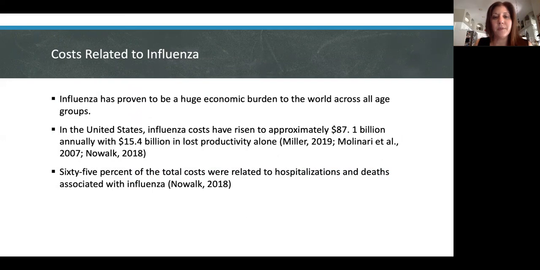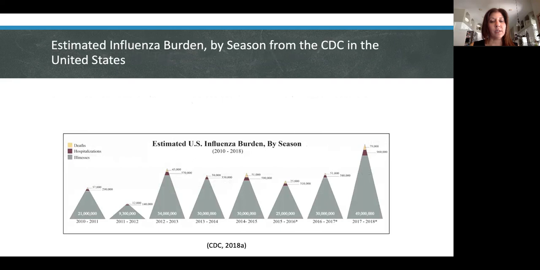Influenza is proven to be a huge economic burden to the world across all age groups. In the United States, influenza costs have risen to around $87 billion annually. That's just in the United States. And then $15 billion in lost productivity alone in one year. So that's major. 65% of the total costs were related to hospitalizations and deaths associated with influenza. And then you can see here the influenza burden by season. Look at this 2018: this is death, hospitalization. This is huge on cost.